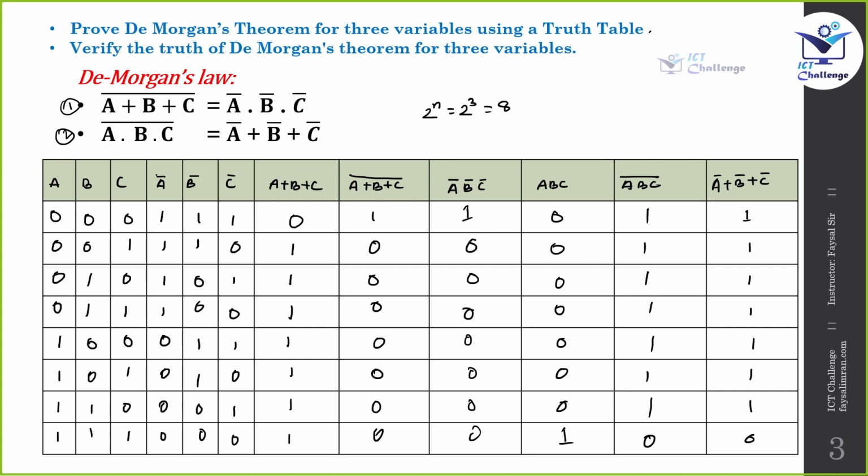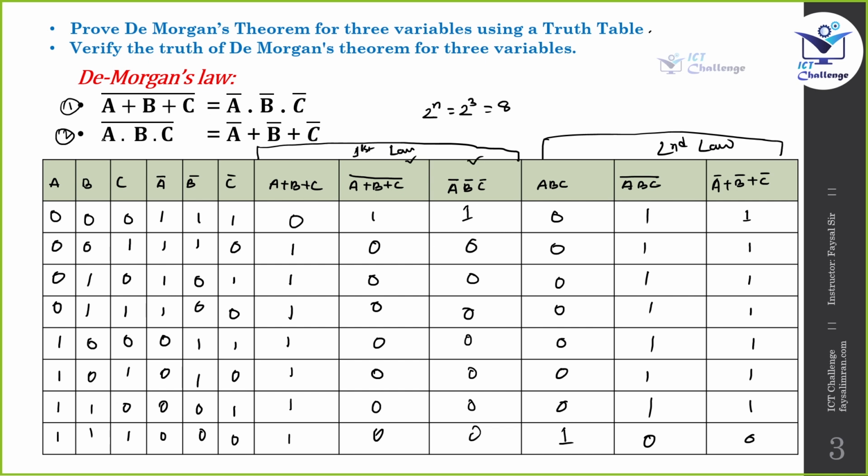So if we look at this, this is our common column, these are our 6 common columns. And for the first law we get these 3 particular rows, and for these 3, this is our second law. Here the left hand side is a plus b plus c whole bar, and the right hand side is a bar into b bar into c bar. So the value is the same.